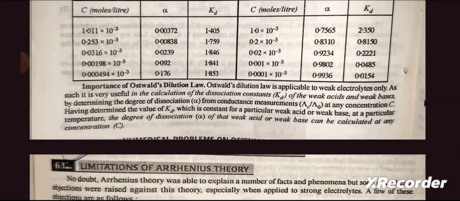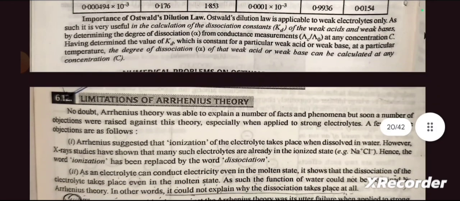Importance of Ostwald dilution law. Ostwald dilution law is applicable to weak electrolytes only. As such, it is very useful in the calculation of the dissociation constant Kd of weak acids and weak bases. By determining the degree of dissociation alpha from conductance measurement, λc divided by λ naught, at any concentration C, and having determined the value of Kd, which is constant for a particular weak acid or weak base at a particular temperature, the degree of dissociation alpha can be calculated at any concentration.